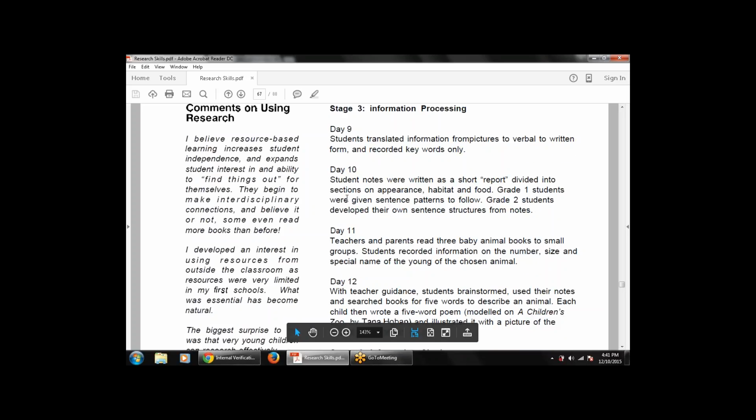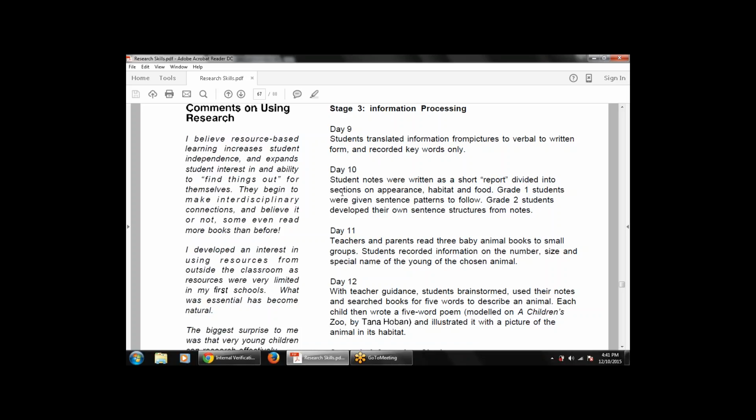Then on day number 10, the students took notes and wrote a short report divided into sections on appearance, habitat and food. So the report is divided into three parts: habitat, appearance and food. Grade 1 students were given a sentence pattern to follow. Grade 2 students developed their own sentence structure from notes. That is day number 10.